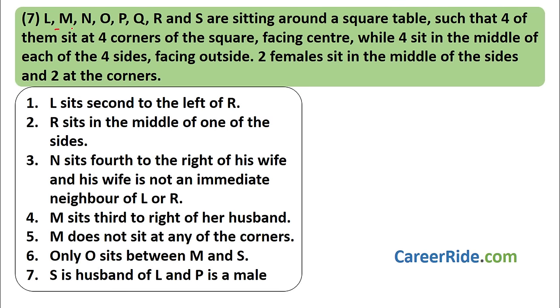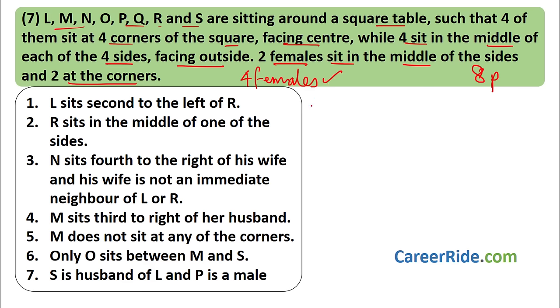Question number 7. L, M, N, O, P, Q, R and S are sitting around a square table such that 4 of them sit at 4 corners of the square facing center and 4 sit in middle of each of the 4 sides facing outside. 2 females sit in the middle of the sides and 2 at the corners. Now here they have given there are how many people? There are 8 people. Out of that, 2 females sit in middle of the sides and 2 at corners. That means there are 4 females for sure. There may be 5 females, 6 females, or all 8 might be females, but 4 females are there for sure.